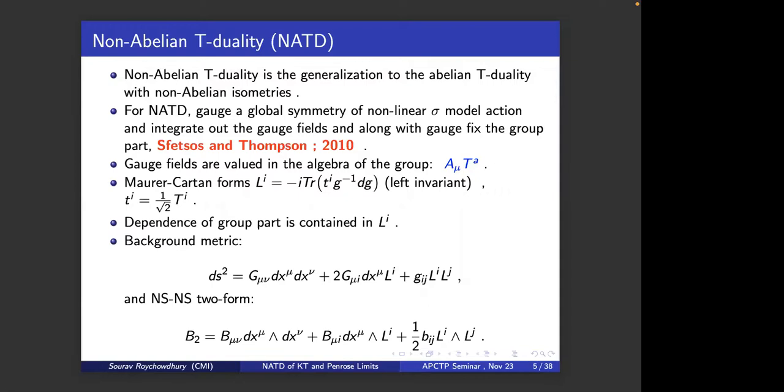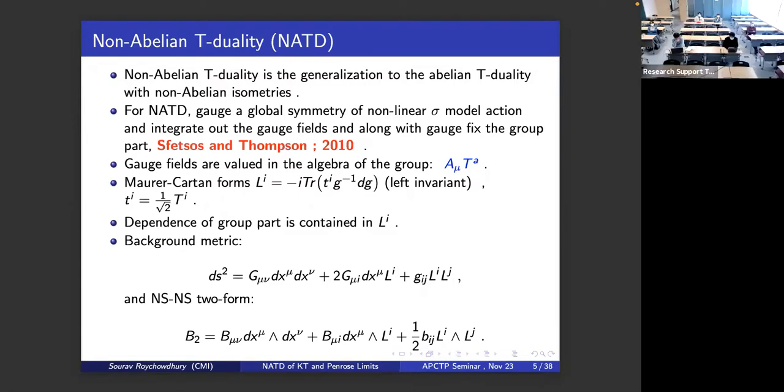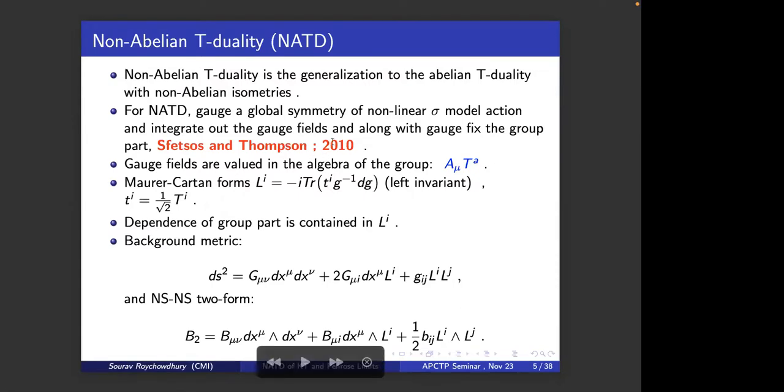So here also we gauge a global isometry: first we consider a nonlinear sigma model action, we gauge a global isometry, integrate out the gauge fields, and gauge fix the group part. This was actually worked out by Sfetsos and Thompson in 2010, and they considered various backgrounds and how to gauge fix these issues. However, there are some certain differences from its abelian counterpart.